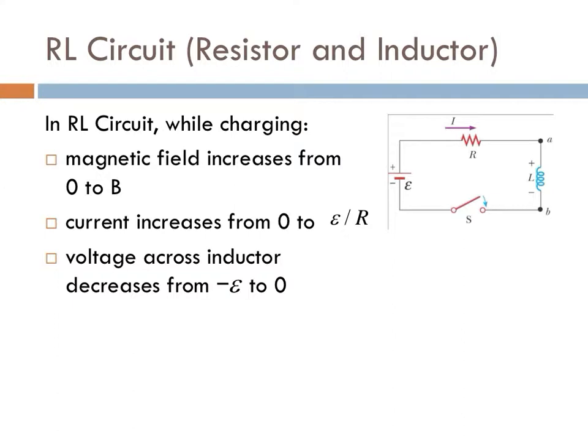So for an RL circuit, while charging, the magnetic field increases from 0 to B. Again, the magnetic field in this case is the magnetic field inside of a solenoid. The current actually goes from 0 to sigma over R. Again, this is equal to current, which comes from V over R. And the voltage across the inductor decreases from negative potential to 0.